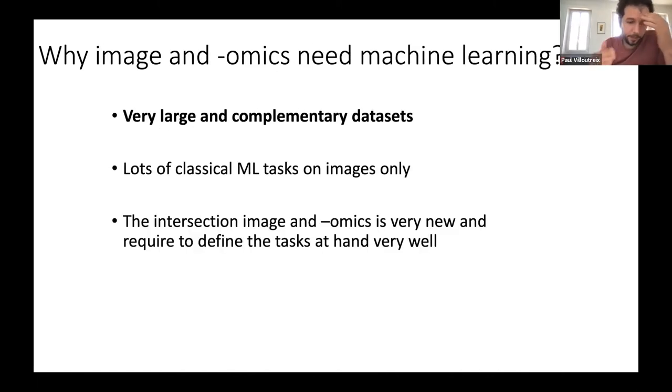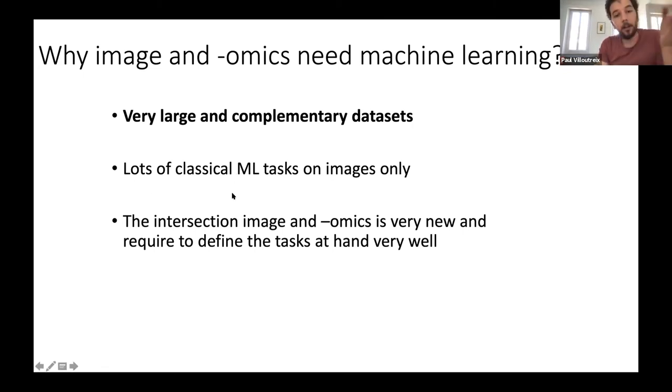I think it's a very interesting frontier now to really combine images and omics. The two types of data are quite large in different ways. Images are high resolution, they're very big in terms of storage. The omics data are usually in very high dimensions and quite complex with some structure in the data. So those two fields could be quite fruitfully combined.